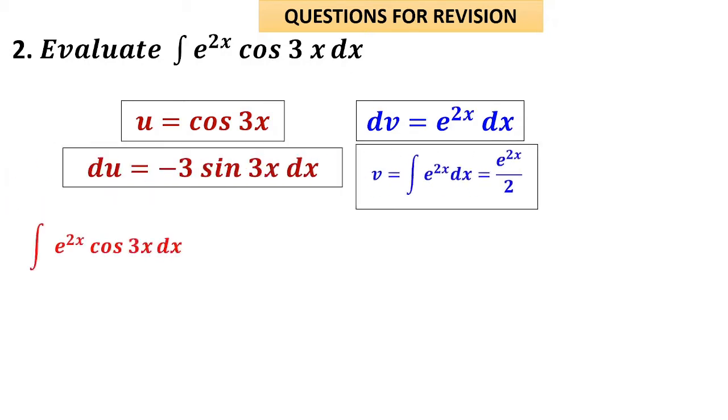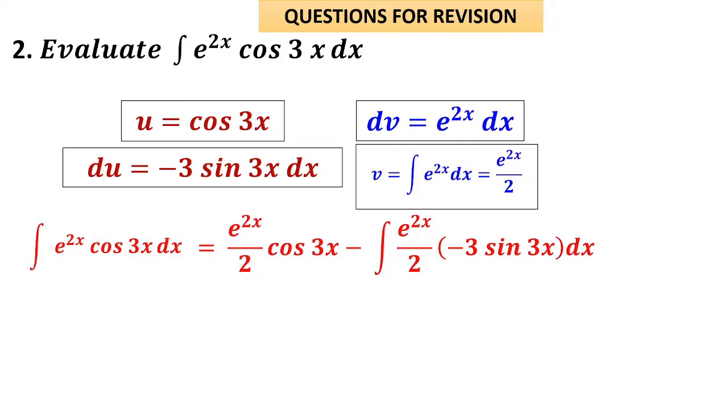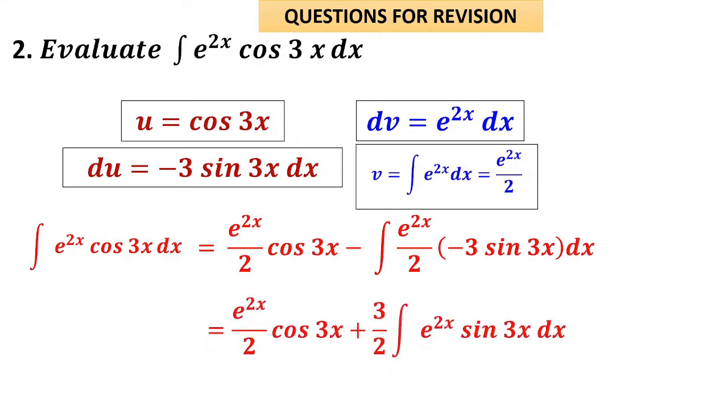Now let us put it in uv minus integral v du form. U into v, therefore e power 2x by 2 into cos 3x minus integral v du, e power 2x by 2 into minus 3 sin 3x into dx. Minus into minus will become plus. I am taking the constant outside. So e power 2x upon 2 into cos 3x plus 3 by 2 into integral e power 2x into sin 3x.